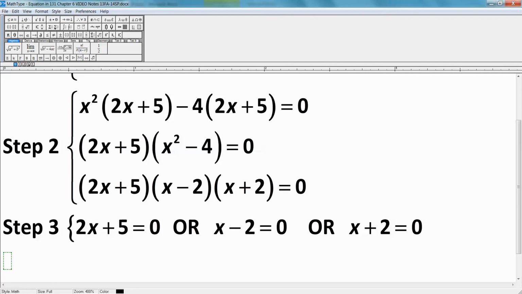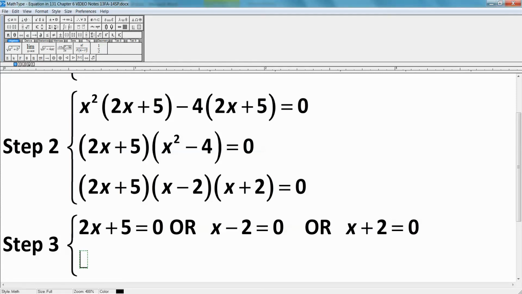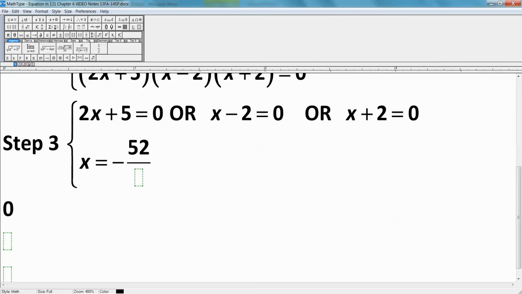That would come from the... Hold on. There we go, I got it to work. Okay, so this will be x equals. You would subtract 5, that'll give you negative 5 divided by 2. So negative 5 over 2.